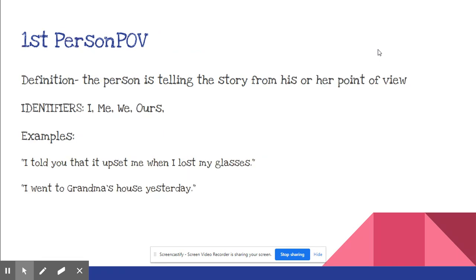So the first one is first person point of view. The definition is the person telling the story is from his or her point of view. The identifiers are going to be I, me, we, ours. The person is going to be in the story. And some examples is I told you that it upset me when I lost my glasses. I went to my grandmother's house yesterday. I is in there. So therefore, it's first person point of view.